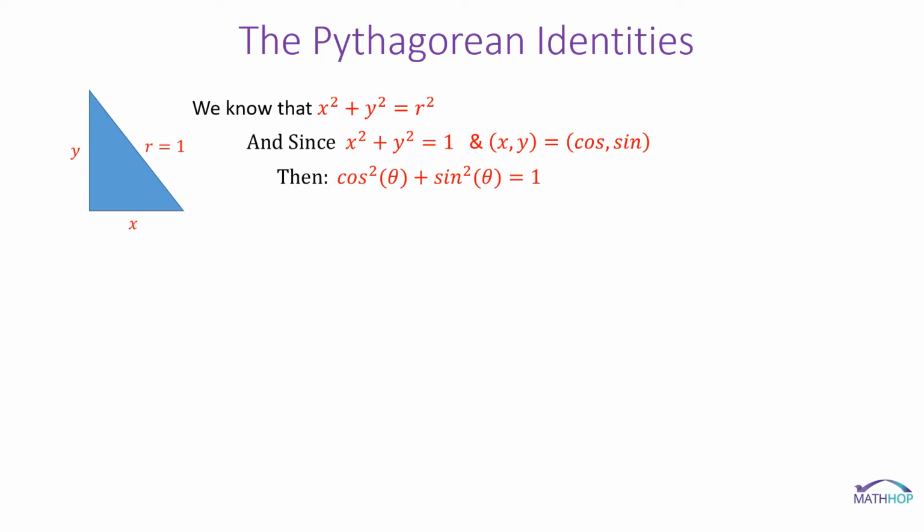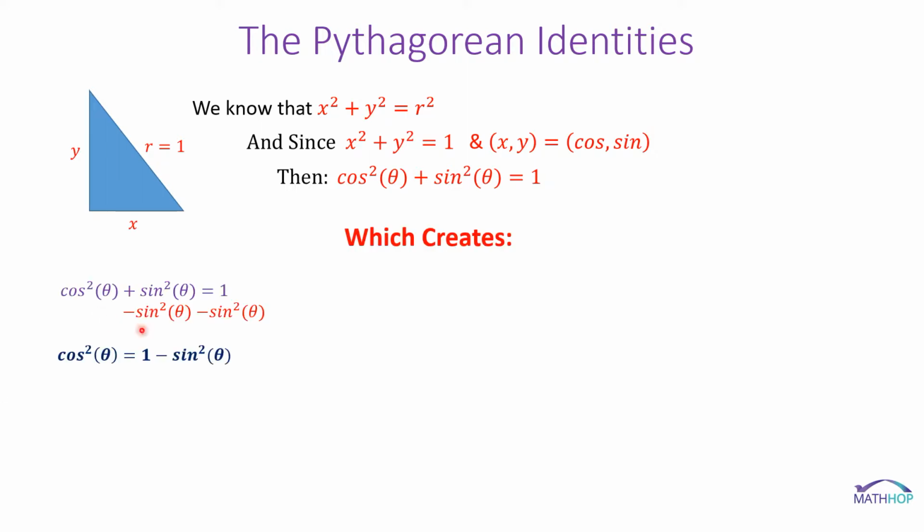And that is a really important identity, and we're going to manipulate it in a few ways to get some other identities. So let's see what we can create from this main Pythagorean identity. From cosine squared plus sine squared equals 1, if we subtract sine squared from both sides, we get cosine squared is equal to 1 minus sine squared. That's just manipulating this main identity, but it's important because if you're working with an identity you need to simplify and you see 1 minus sine squared, you now know you can replace that with cosine squared.